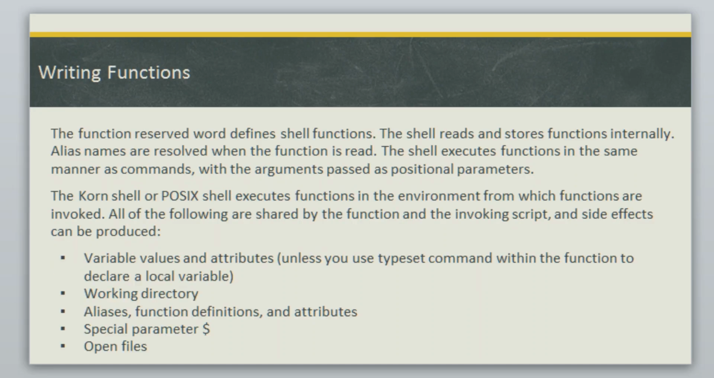Let's go ahead and get started with writing functions. The function reserved word defines shell functions. The shell reads and stores functions internally, and alias names are resolved when the function is read. The shell executes functions in the same manner as commands, with arguments passed as positional parameters. The Korn shell or POSIX shell executes functions in the environment from which functions are invoked. All of the following are shared by the function and the invoking script, and side effects can be produced: variable values and attributes, unless you use the typeset command within the function to declare a variable, working directory, aliases, function definitions and attributes, special parameters, and open files.